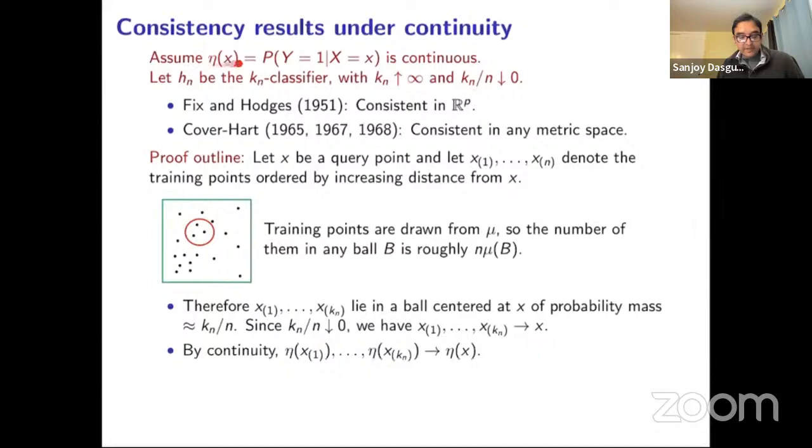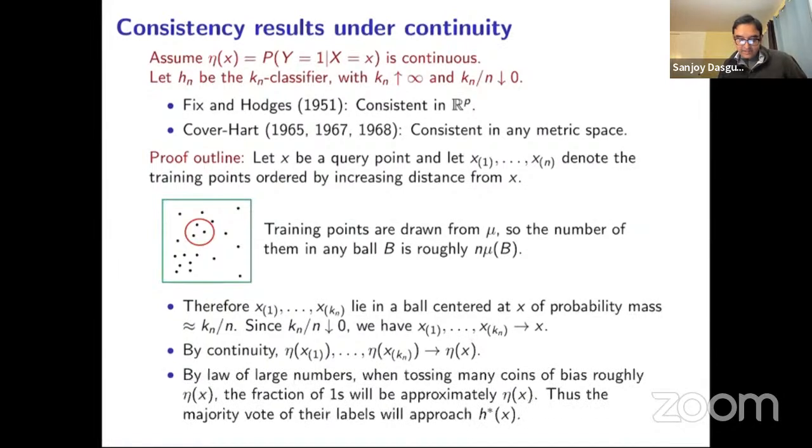Now, we also have this continuity condition. Since the nearest neighbors are getting closer and closer to x, their conditional probability values, their coin biases, are also getting closer and closer to the bias of x. And so ultimately, you're in a situation where the nearest neighbors have essentially the same bias as x, and you just use the law of large numbers. We're using a larger and larger value of k. So the fraction of ones amongst the nearest neighbors will be approximately the bias of x. And so simply taking the majority label will do the right thing. So that was the argument by Cover and Hart.